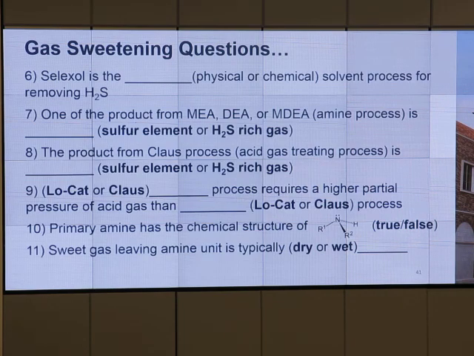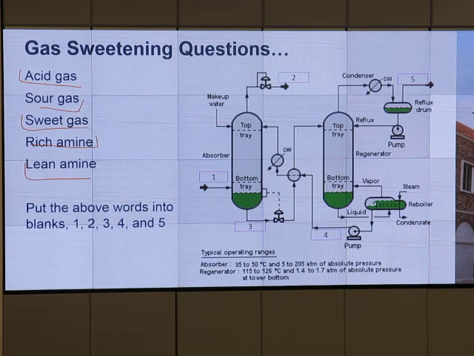Let's move on. Oh, what about this? What's your name? Next to Manisa, what's your name? You didn't enroll, right? Roberto? What is number 1? Sour gas. What about number 2? Sweet gas, correct. Number 3, rich amine. Okay, very good. And number 4, lean amine. Yeah, done, right? Oh, number 5. Where's number 5?